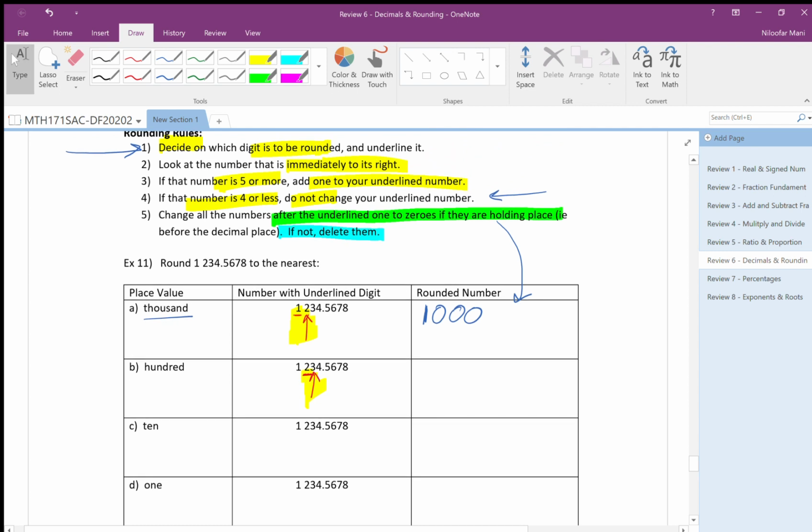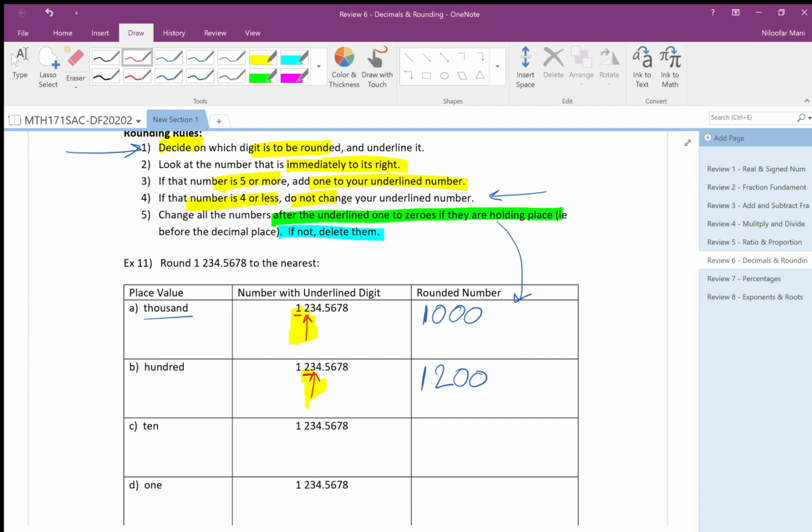Okay, let me show you. So you don't change. So you have 1, 2. But don't say 12. Sometimes I see this. That's wrong. Because you have 1200. So still you have to say 1200. You have 1234. Still I have to hear 1200. So if they are holding place value like 1, 10, 100, 1000, you have to add 0.